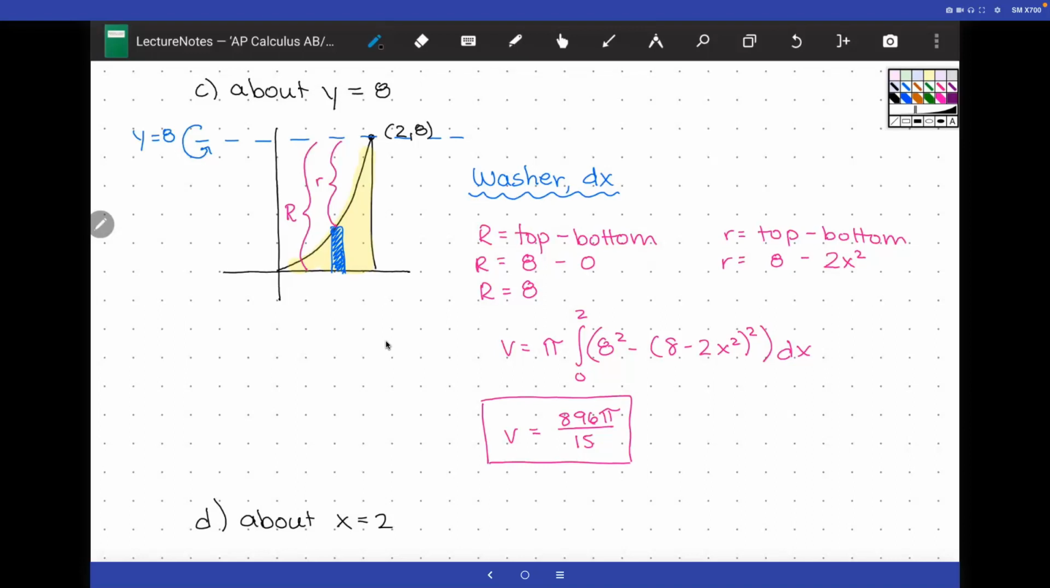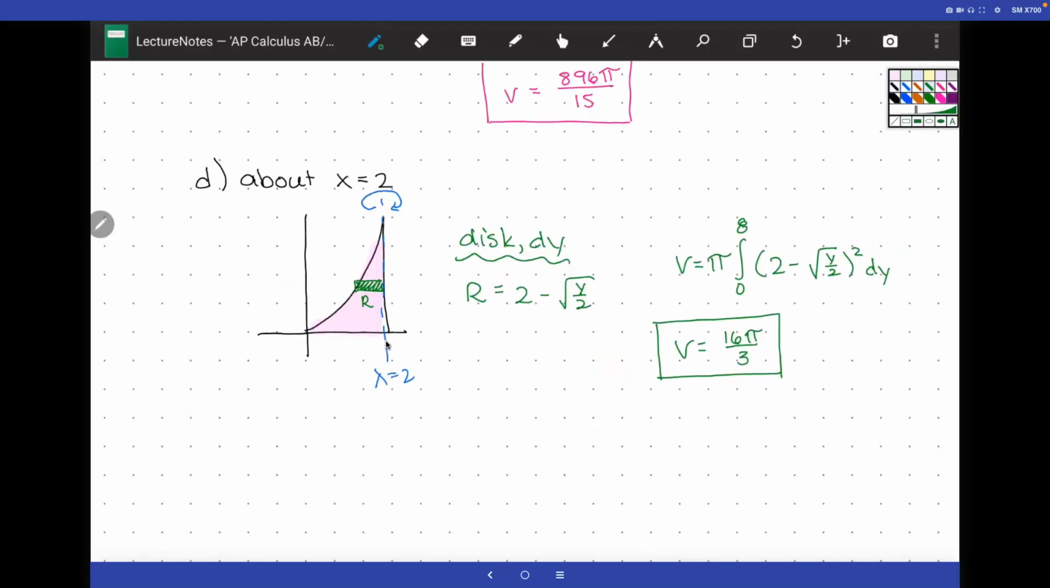I'll pause the video. Washer problem. It is a disk. You should have found that the rectangle will always touch the axis of rotation as it's moving down. So we only need one radius, which is the length of the rectangle. I should have put right minus left to remind us, just for our notes.